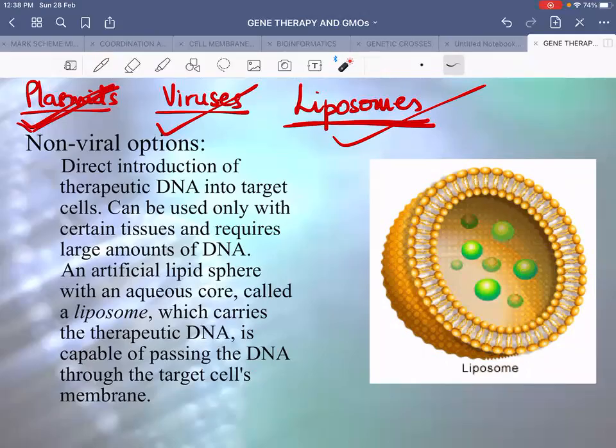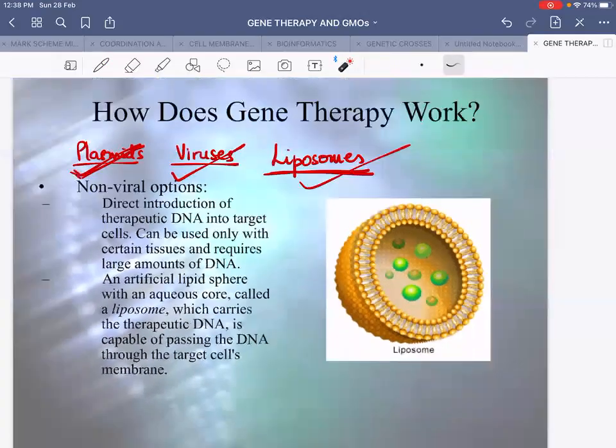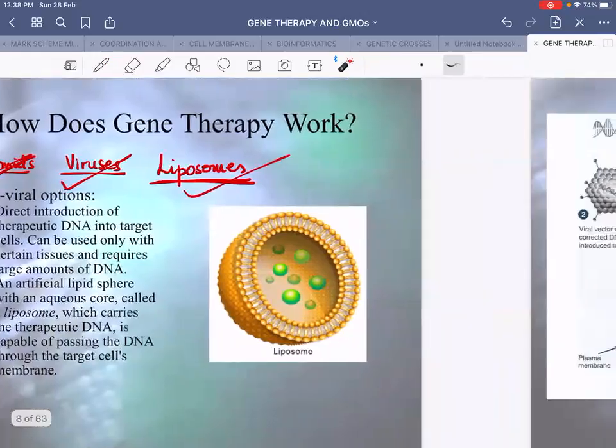It can only be used with certain tissues and requires large amounts of DNA. So what is a liposome actually? It's nothing but an artificial lipid sphere with an aqueous core. अंदर का जो इसका core है, it is aqueous, and the outside part is a phospholipid bilayer, and it has the capability that it can carry the therapeutic DNA. Not only can it carry, but it is capable of passing the DNA through the target cell's membrane, right? If it does so, the advantage is that it has no risk of diseases. लेकिन मसला ये है कि इसका success rate इतना ज़्यादा नहीं होता.